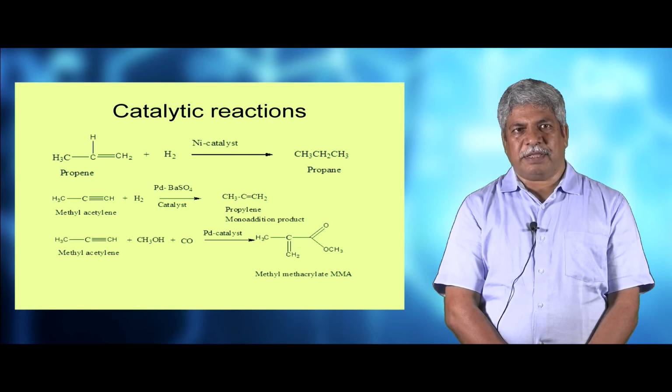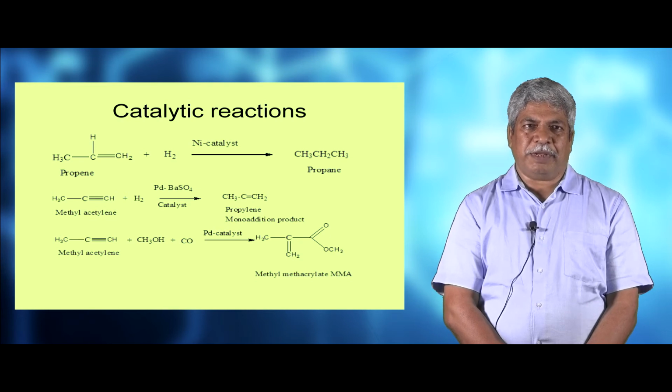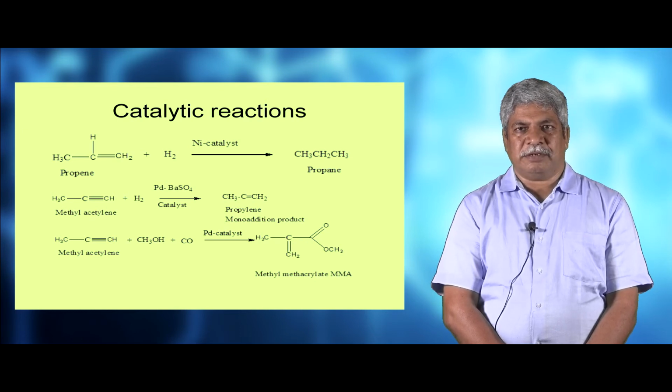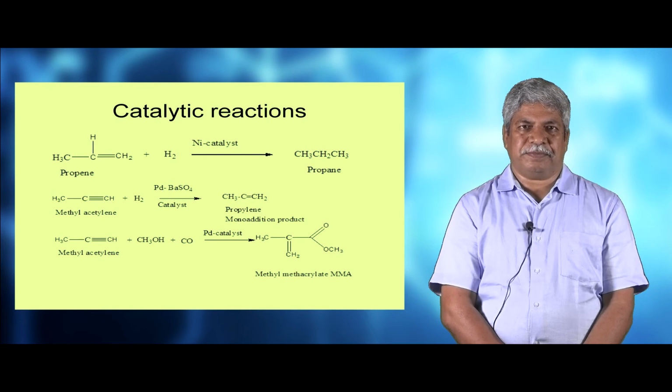Say for example, the hydrogenation of propene, that is, hydrogen is added across carbon-carbon double bonds. So propene being the reactant, it reacts with hydrogen to form propane, which is an alkane. So here nickel is used as a catalyst.